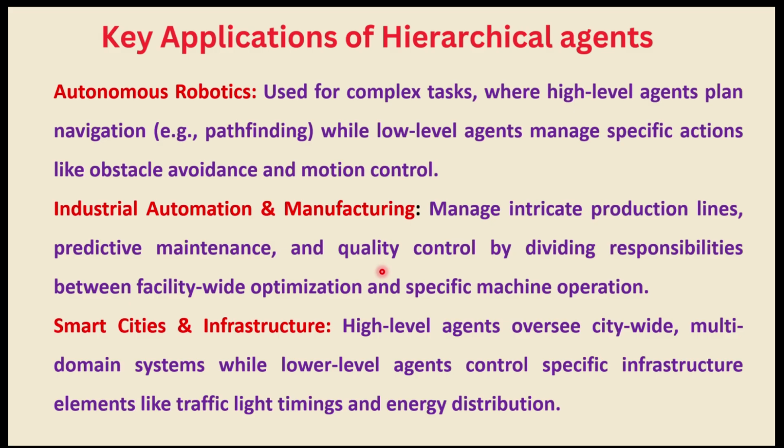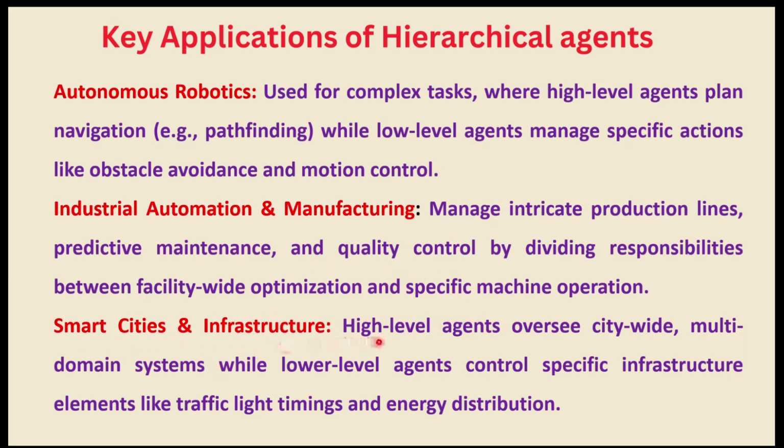So here the higher level agent in autonomous robotics will take the navigation plan, whereas low level agents will take care of obstacle avoidance and motion control. How we control the actions will be handled by the lower level agents. In the case of industrial automation and manufacturing, the higher level agents will take care of production lines, predictive maintenance and quality control. These can be divided between the high level agents and lower level agents.